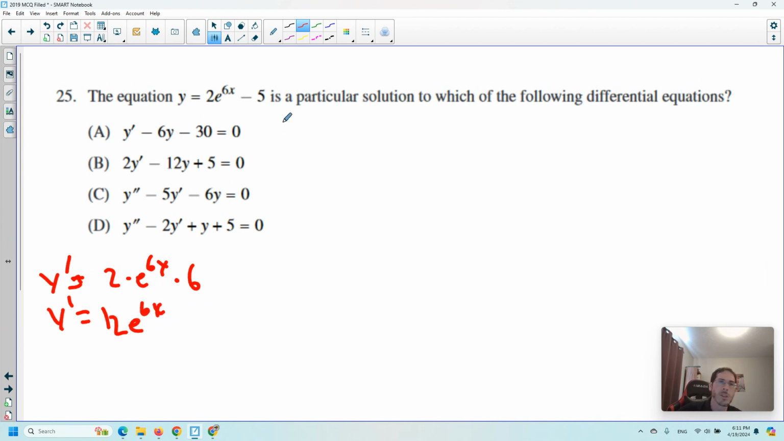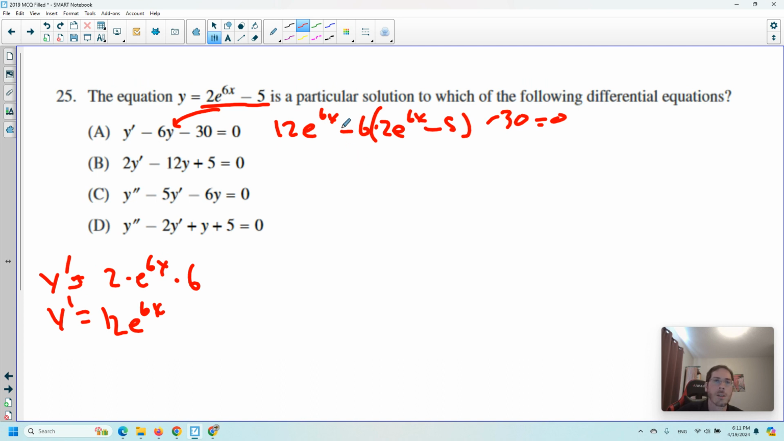So let's see if this works out. So 12 e to the 6x minus 6 times 2 e to the 6x, because this is what y is, minus 5. So I'm plugging this all in just for the y. Minus 30 equals 0. Come on, work out.